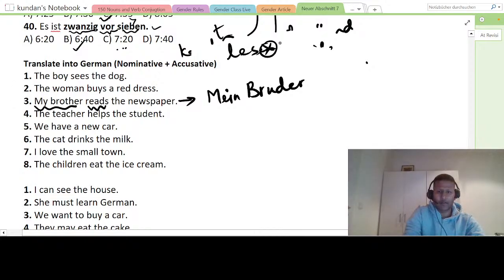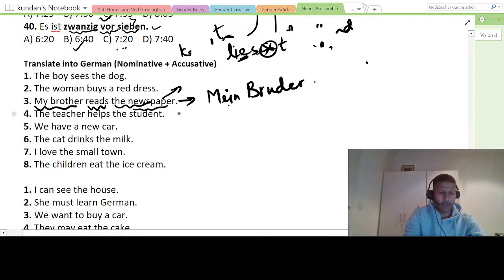Remove en and put te, but this e also will change to ie. I have explained all these things. I'm just repeating for your benefit. Okay. So mein Bruder liest die Zeitung. Zeitung, the newspaper, is die Zeitung. So this will not change in accusative, because die remains die. So mein Bruder liest die Zeitung is the right answer.